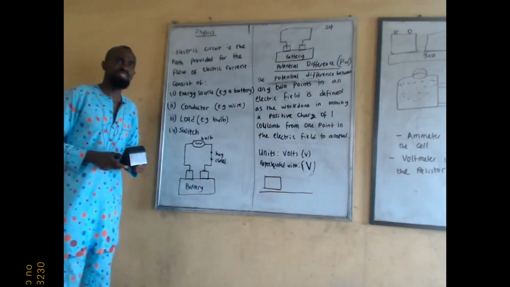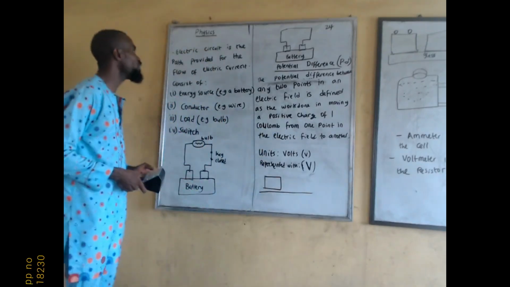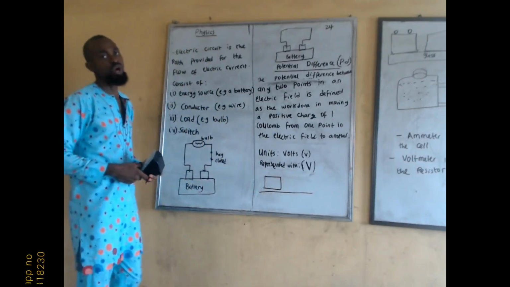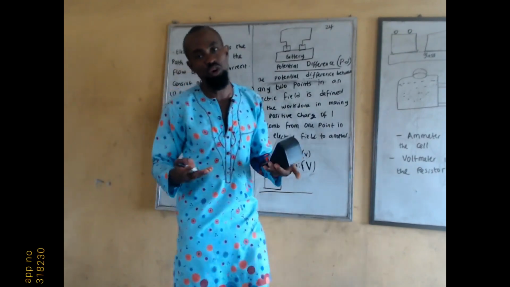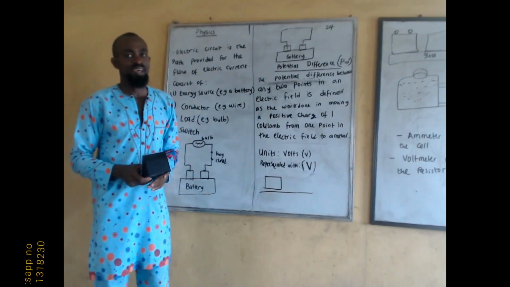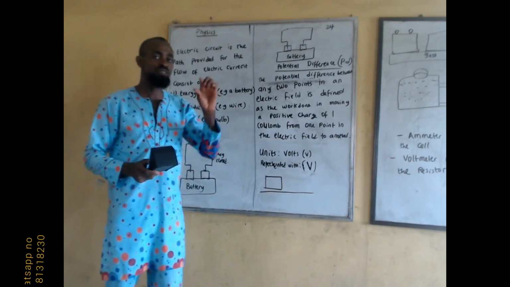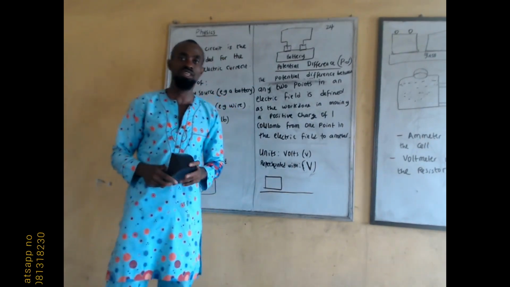Now, what is an electric circuit? An electric circuit is just the path provided for the flow of electric current. Once you provide a path for the flow of electric current, what you have is an electric circuit. Now, like I said, an electric circuit can be simple. So for a simple electric circuit, you need 4 things to make up an electric circuit.